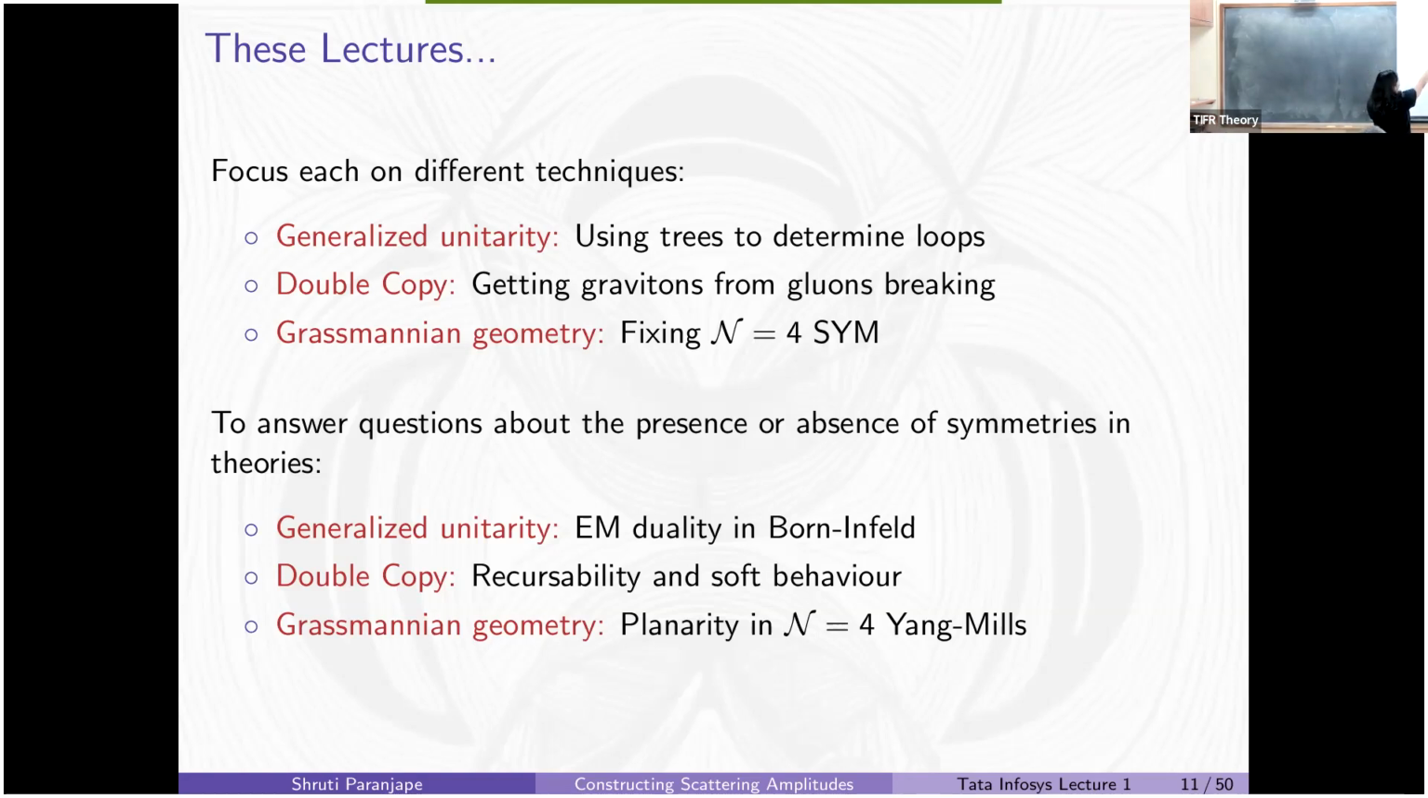It says that right here. Okay, so using trees to determine loops will be this lecture. The next one will be about the double copy, and then finally it will be about positive geometries.